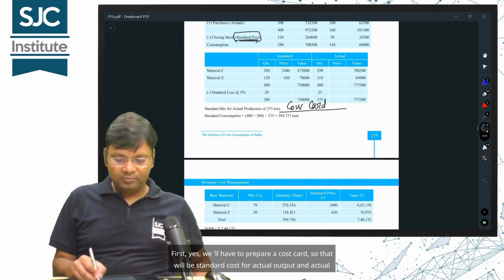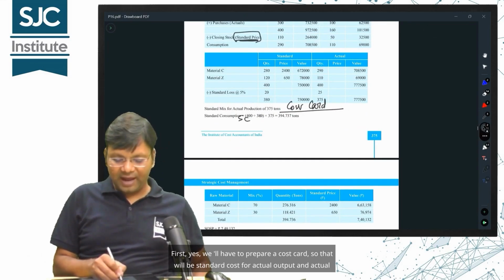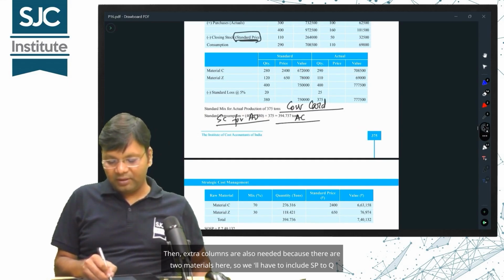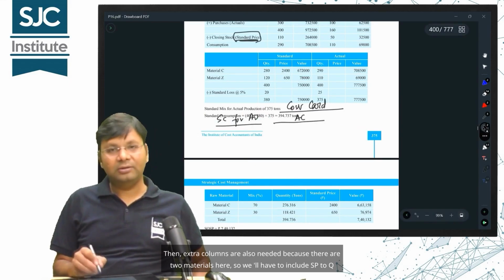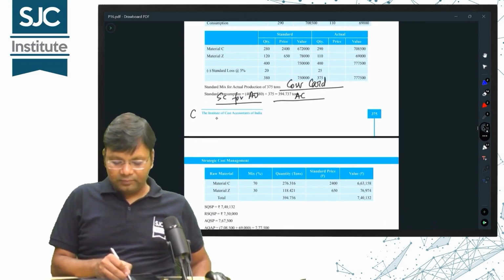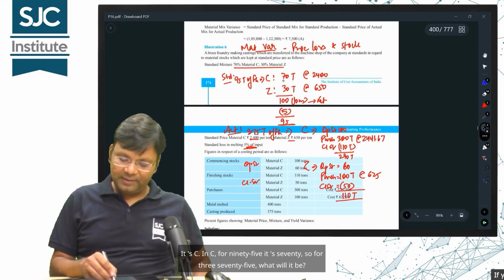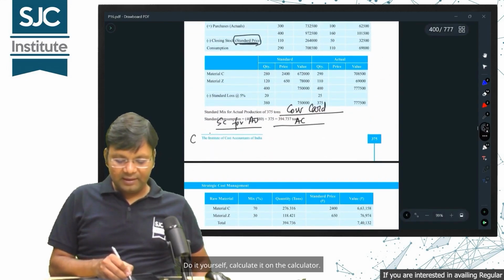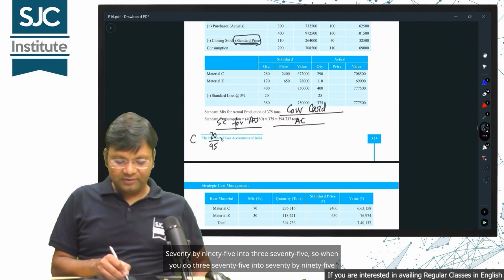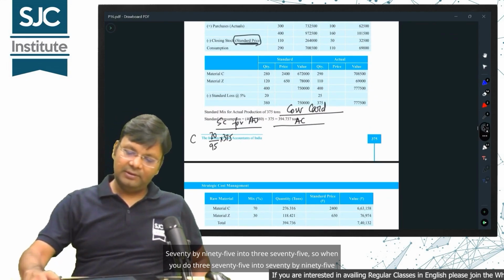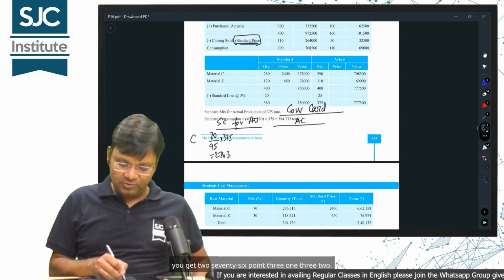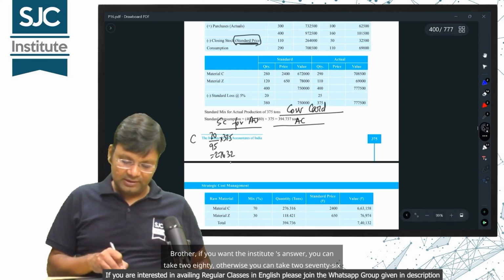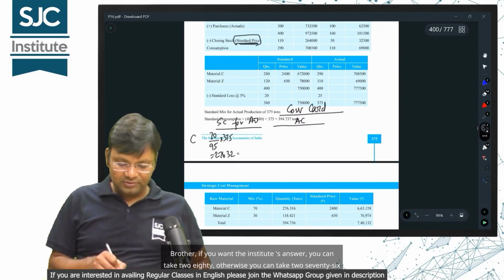First, yes, we'll have to prepare a cost card, so that will be standard cost for actual output and actual cost. Then, extra columns are also needed because there are two materials here, so we'll have to include SP to Q and SP to RSQB. So, in copper, why am I saying copper? It's C. In C, for 95 it's 70, so for 375, what will it be? Do it yourself, calculate it on the calculator. 70 by 95 into 375, so when you do 375 into 70 by 95, you get 76.3132. The institute has rounded this off to 280. Brother, if you want the institute's answer, you can take 280, otherwise you can take 76.32.